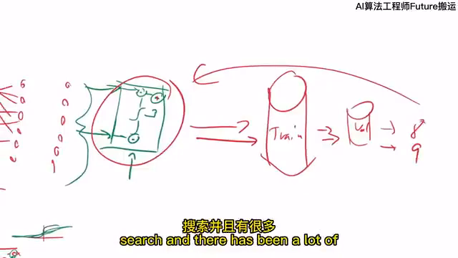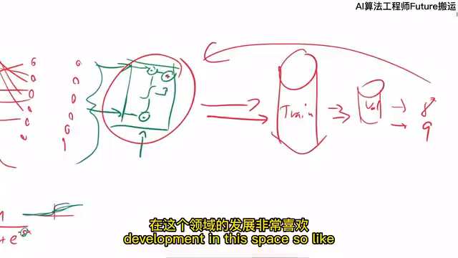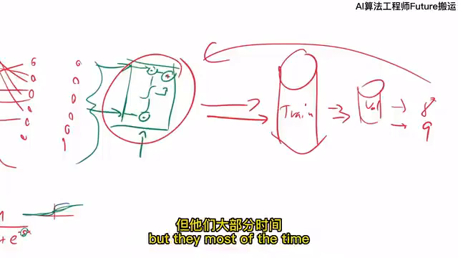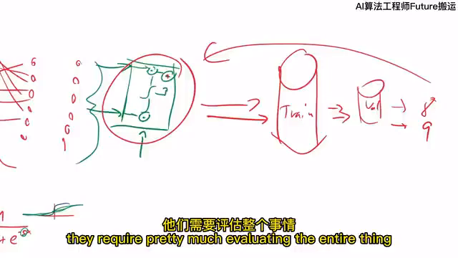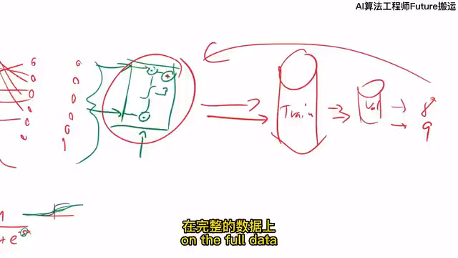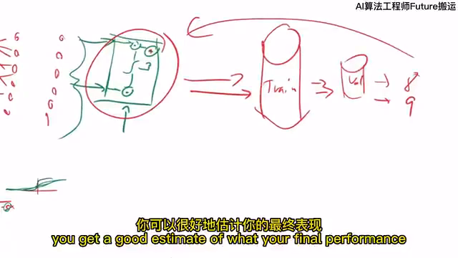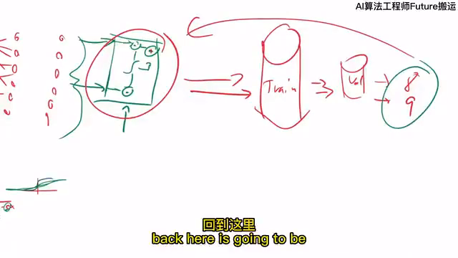And there has been a lot of development in this space, like evolutionary search and so on, but most of the time they require pretty much evaluating the entire thing on the full data, so you get a good estimate of what your final performance back here is going to be.